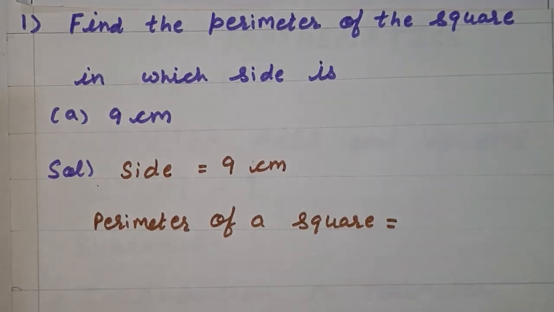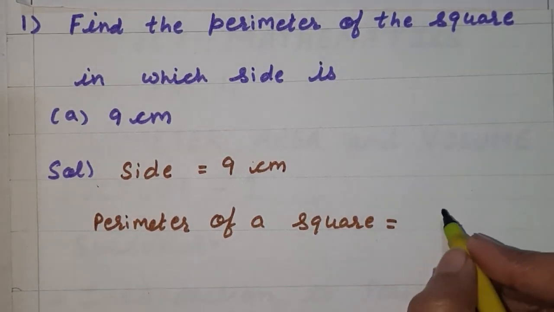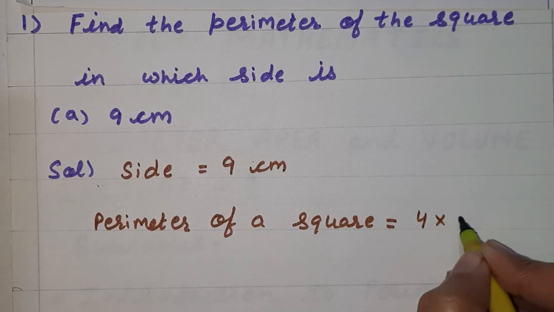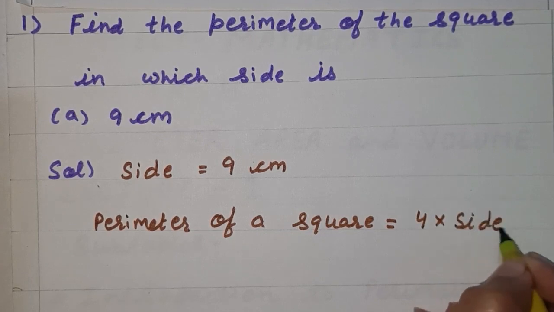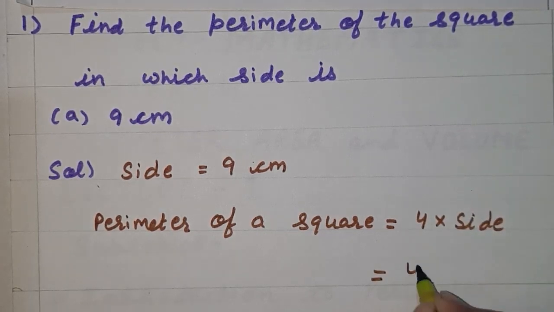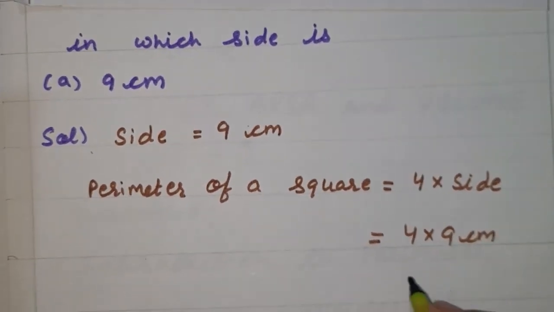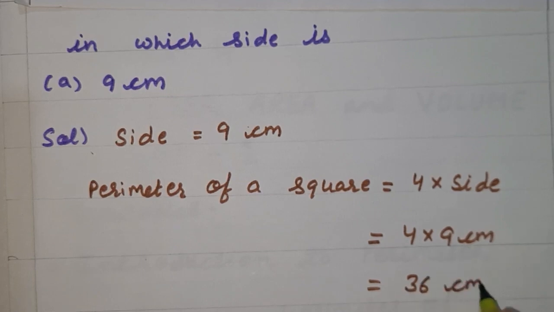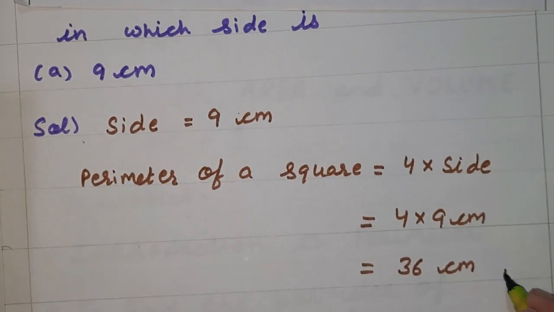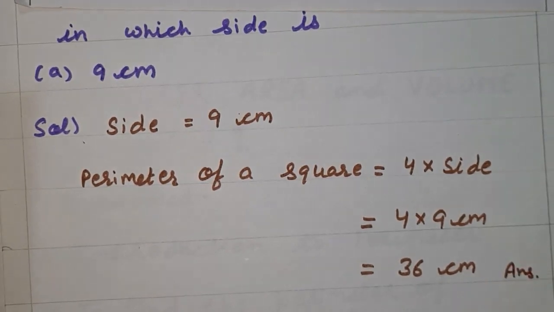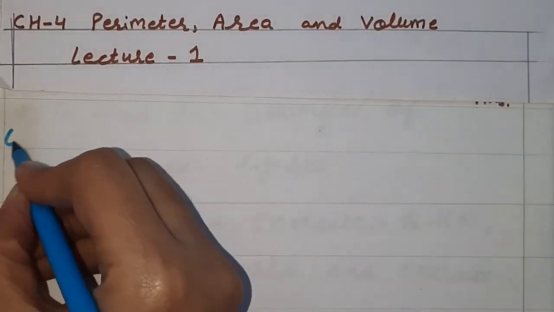Is equal to 4 multiply side. So it will become 4 multiply 9 centimeter. 4 9s are 36. So perimeter of the square is 36 centimeter. It will be your answer. Now question number 2.